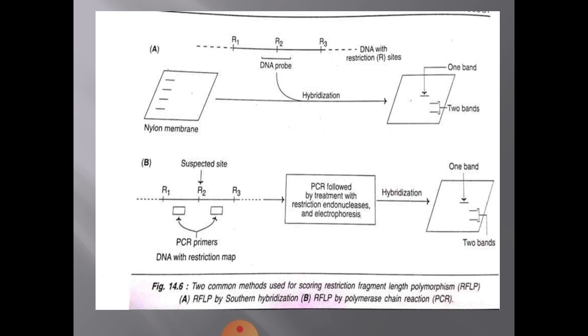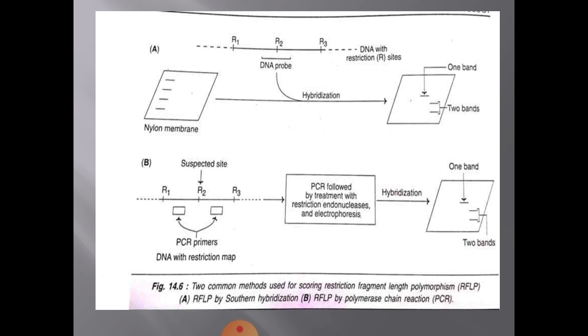I have put the same slide here so that you can concentrate on diagram B and compare with A. A is for Southern hybridization, B is through PCR. Here you can see the same DNA piece with restriction sites R1, R2, R3, and you are suspecting R2, right? The suspected site is R2. You will put PCR primers on either side of the DNA, with the restriction map. Then you will run the PCR.